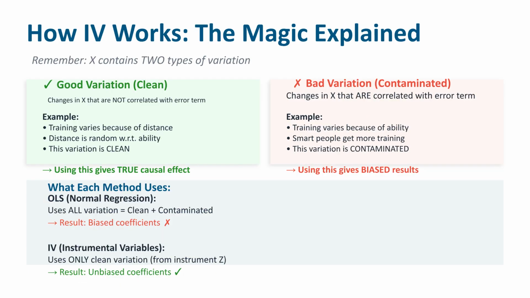The magic of IV lies in separating the variation in x. OLS uses all variation, both the contaminated variation correlated with the error term and the clean variation. IV uses only the clean variation that comes from the instrument, which is not correlated with the error term. This results in unbiased coefficients.